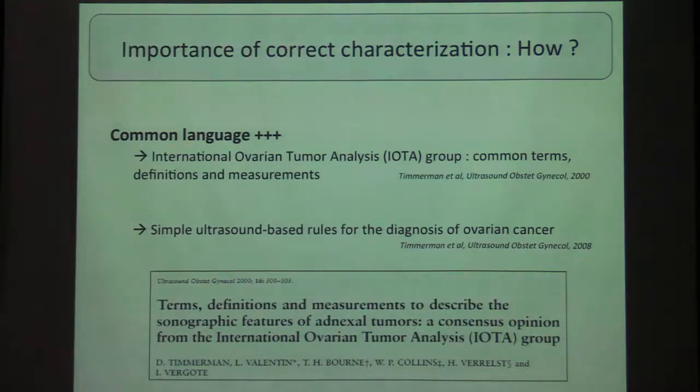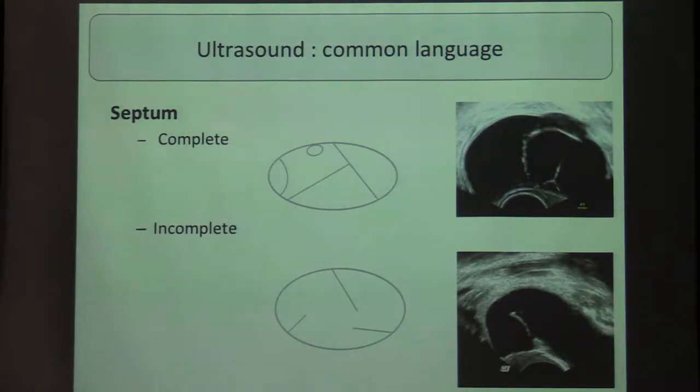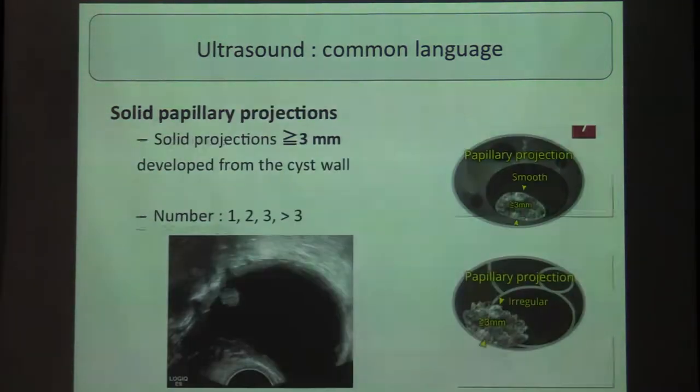Then, and this is the most important thing to remember, we have to speak a common language by using the terms, definitions and measurements of the International Ovarian Tumor Analysis Group, which has described simple ultrasound-based rules for the diagnosis of ovarian cancer. What are these terms and definitions? First, a septum is defined as a thin strand of tissue running across the cyst cavity from one side to another. It can be complete or incomplete.